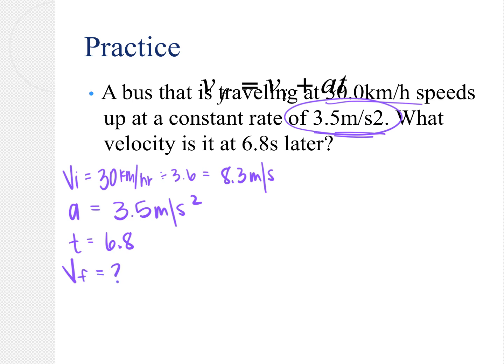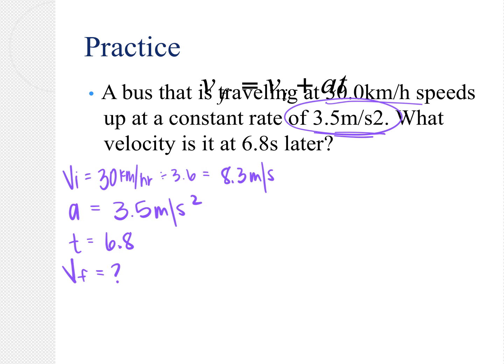I like to go ahead and write out what I am solving for, because when we start doing problems that have 8, 9, 10 variables, we need to have a focus on where we are going. I want that question mark there to show me what I am solving for.